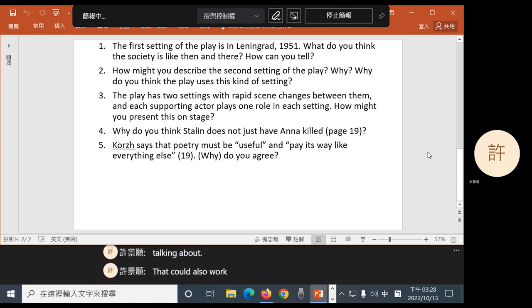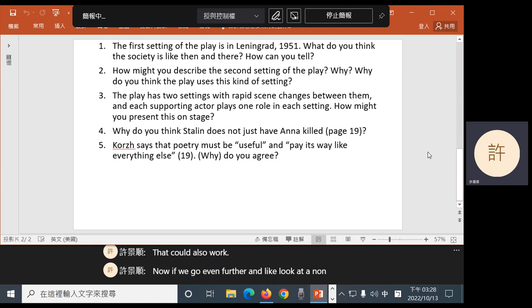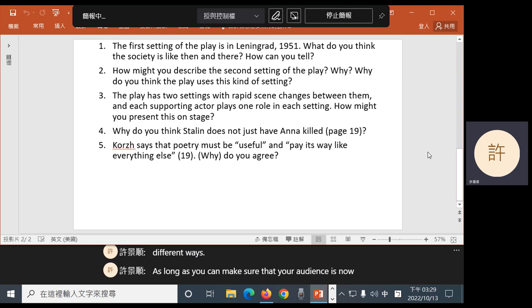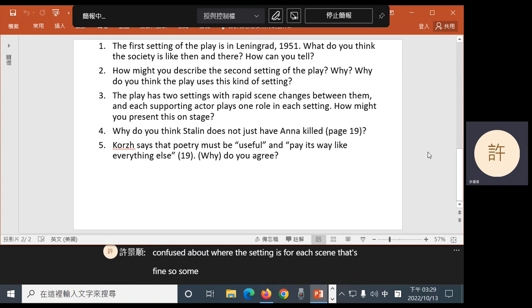That could also work. Now, if we go even further and look at a non-traditional stage, maybe the stage is not one way, but it's a circle, and the audience is sitting around the stage. This is called in the round. Then one half of the stage is this setting, one half of the stage is that setting, and it could slowly rotate. It's also another way to do this. There are many, many different ways, as long as you can make sure that your audience is not confused about where the setting is for each scene, that's fine.